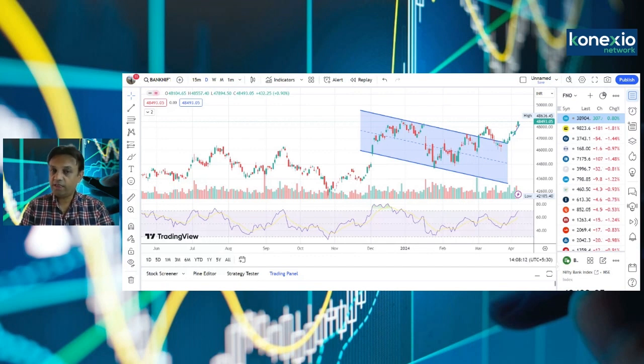The strategy should be again buy on dips. After testing the lifetime high, we might see some sort of cool off or profit booking, but that profit booking should be used as a buying opportunity.